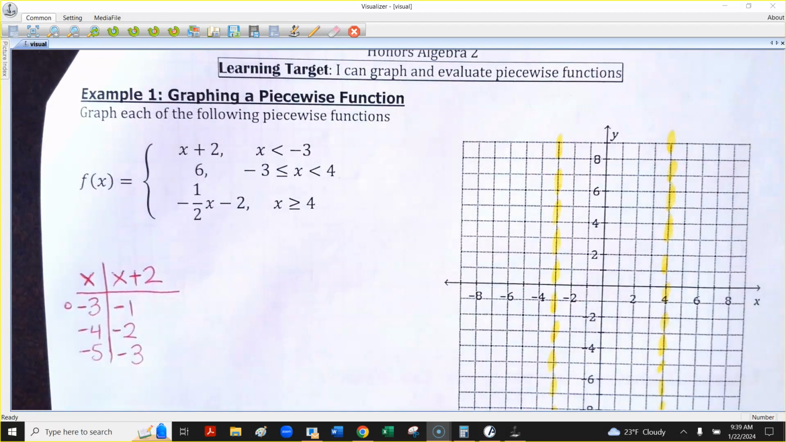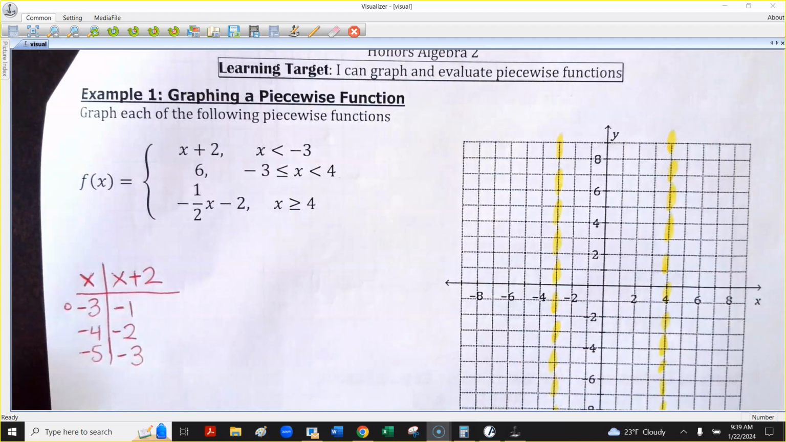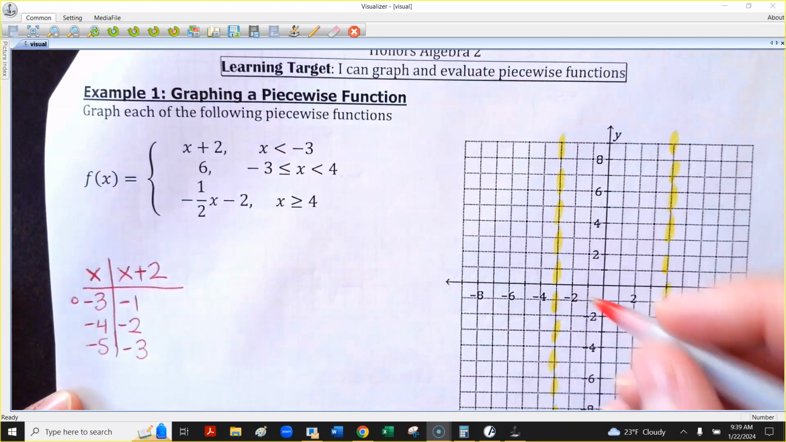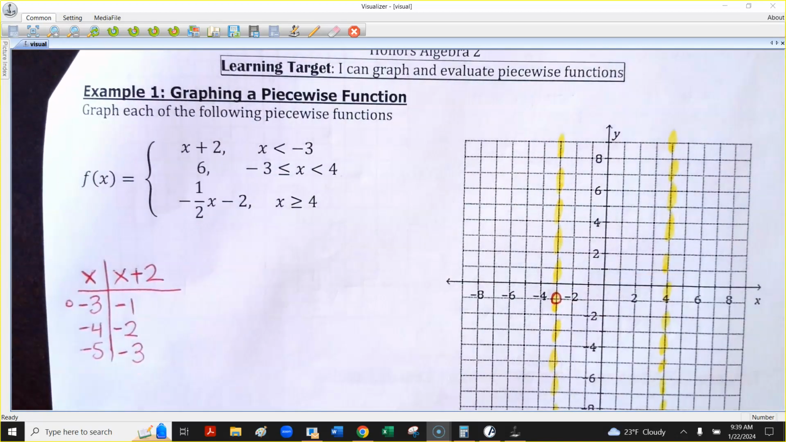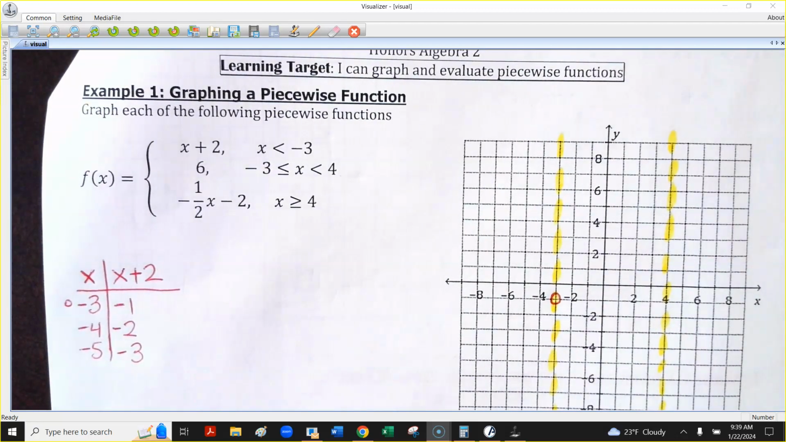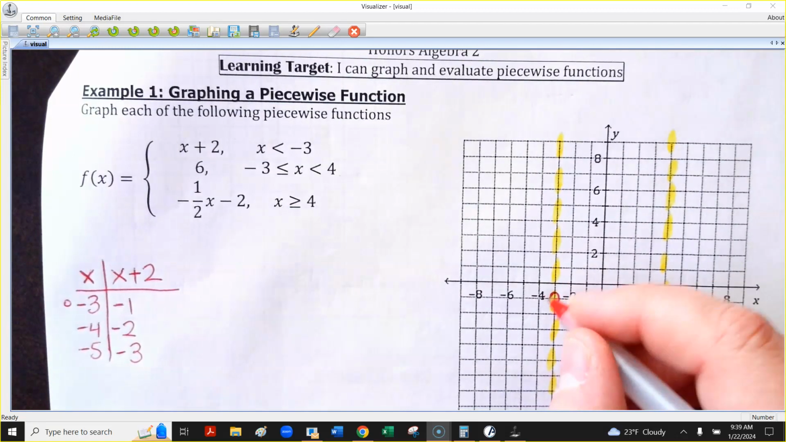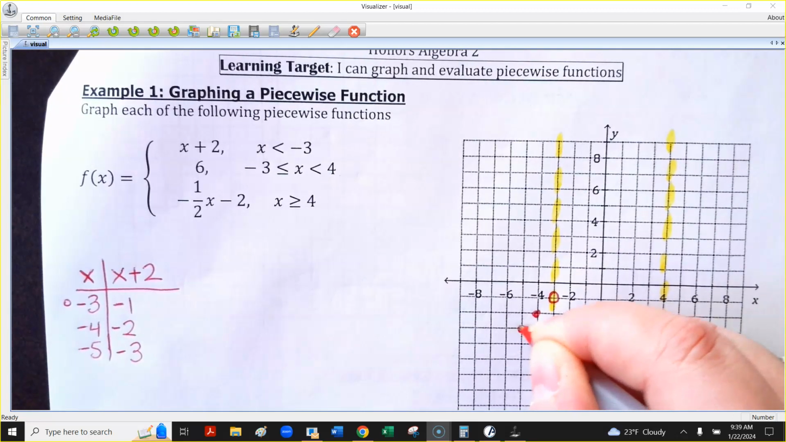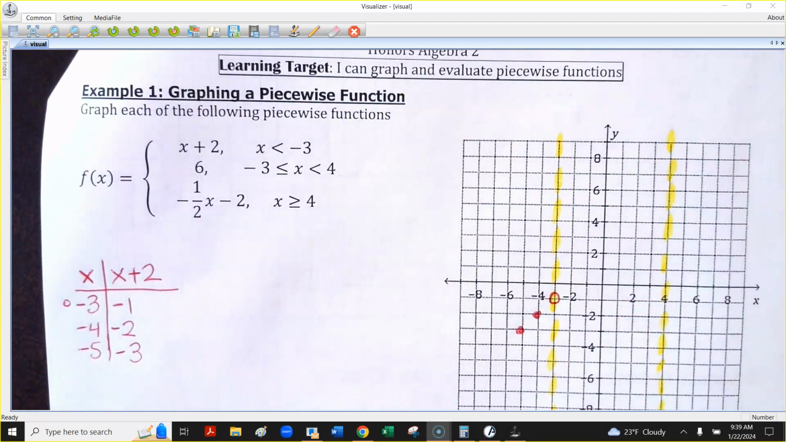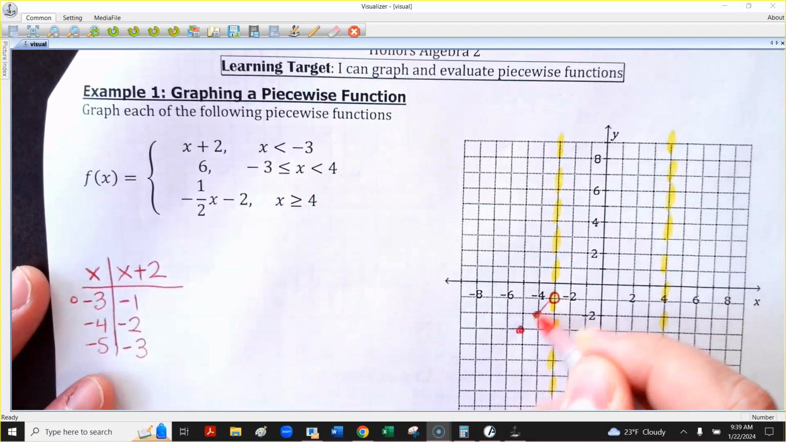I only picked x values that were smaller than -3, so this should go the correct direction. So at -3, I'm going to have a little open circle because I don't actually touch this point, but I want to see where it connects up with the vertical line where we're going to switch pieces. And then -4, -2. -5, -3, and we're just going to make a ray because we're only using this piece to the left side of the x value -3. So it's just going to be a little ray.